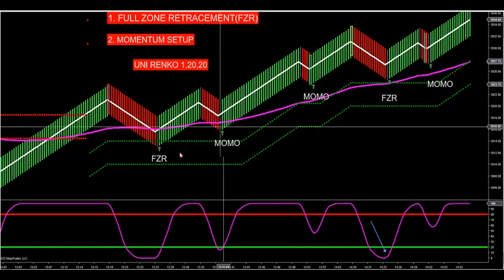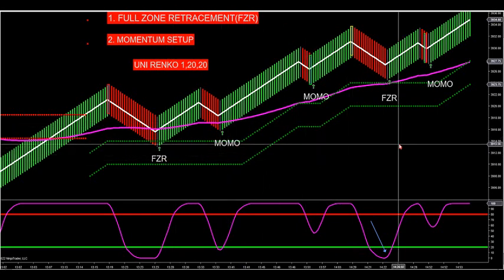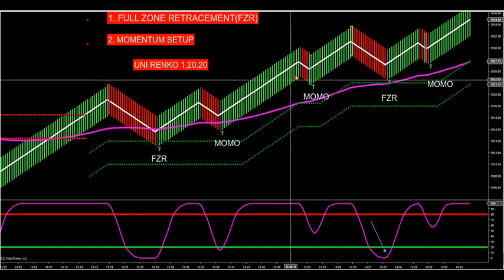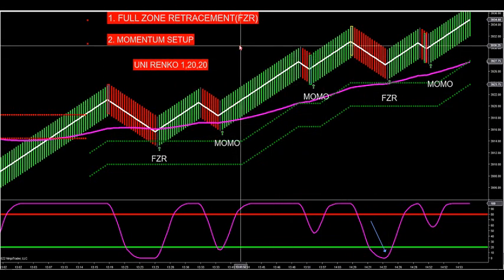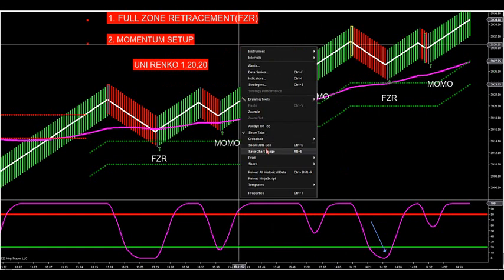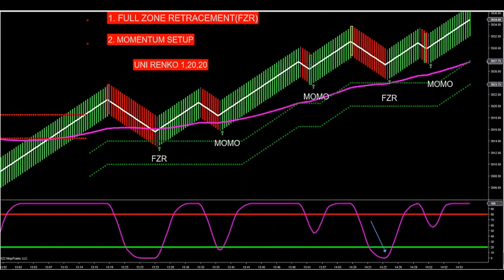You do risk missing them on the MOMO trades, but the FCRs, you typically get filled on the FCR trades because they oscillate before they take off. MOMOs usually take off right away. All right, so that is the 1/20/20. Now, how can we trade the momentum chart then with a shorter time frame?